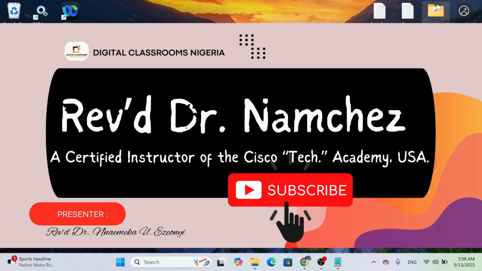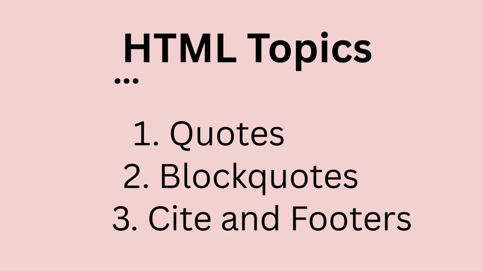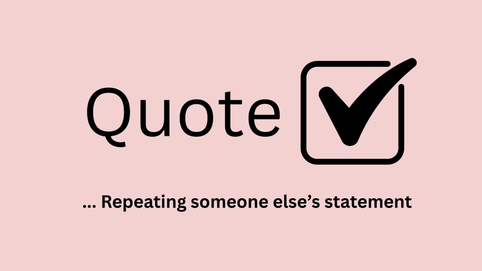In this video, we will learn about quotes and block quotes in HTML. In addition, how to assign URL citations and footers to block quotes and quotes. So what is a quote? A quote can be a phrase or sentence repeated from what someone else has already said.